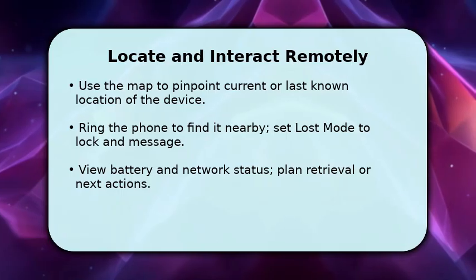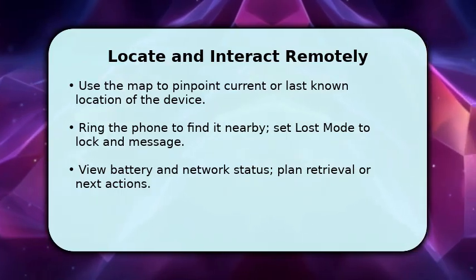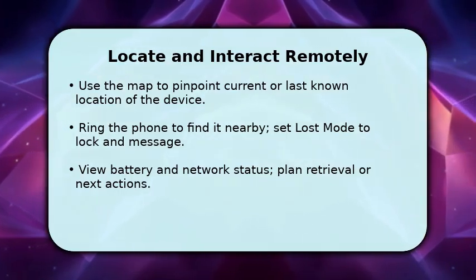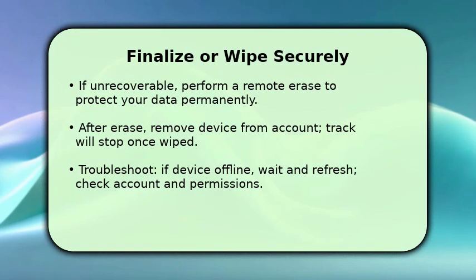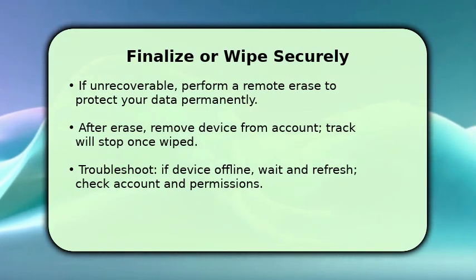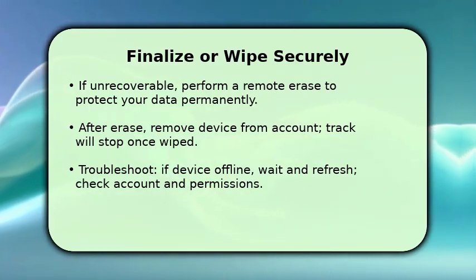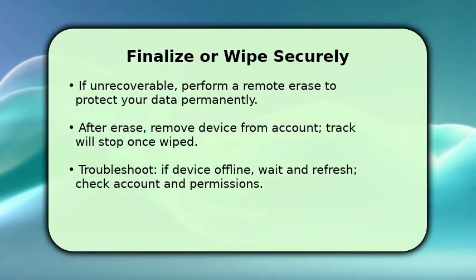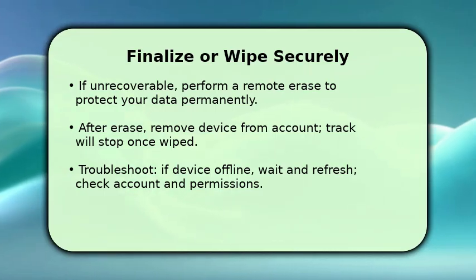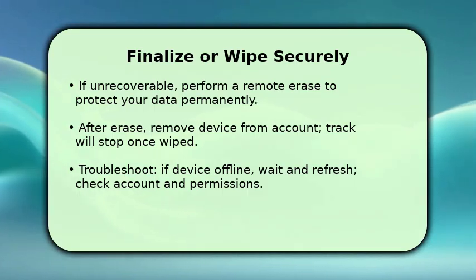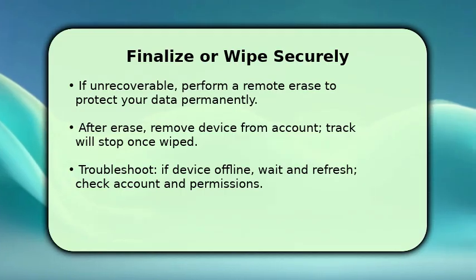If you recover the phone, disable lost mode and unlock it with your credentials. If it's unrecoverable, perform a remote erase to protect personal data. Understanding this is irreversible and stops further tracking once completed. After erasing, remove the device from your account to prevent future access prompts. If something goes wrong, for example, the device is offline, wait and refresh the map or confirm account permissions.